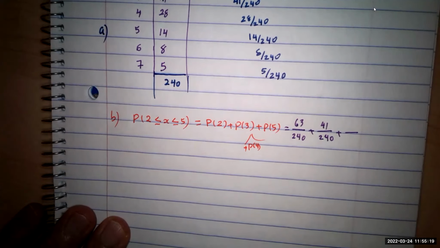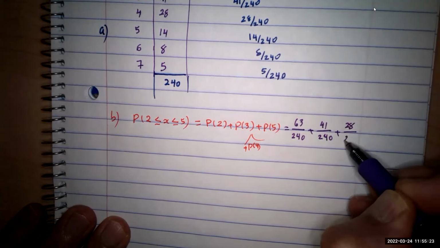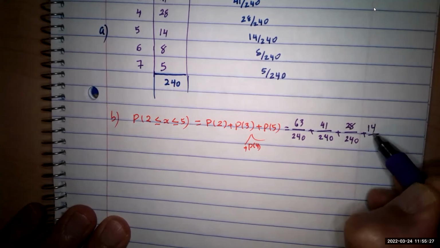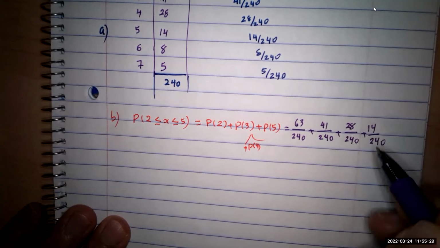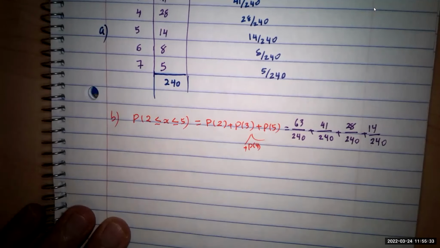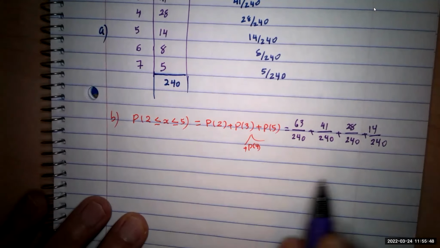Okay, so 63, 41. Then the next one is going to be 28 over 240. And the last one is going to be 14 over 240. 1, 2, 3, 4. Okay, probability between 2 and 5. 2 and 5 are included. Okay, so that's going to be 1. Now just use your calculator to get these two numbers and then we're done.